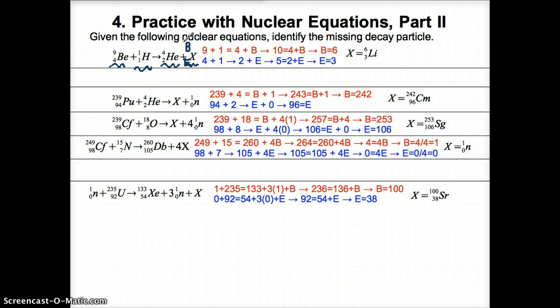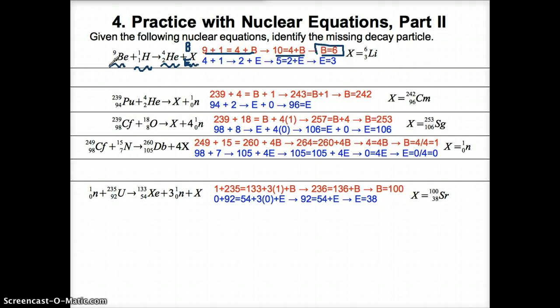Now, all you have to do is set X's mass equal to B, X's charge equal to E, so you have to set the sum of the masses on the reactant side, 9 plus 1, from Be and H, equal to the sum of the masses on the product side, 4 from He plus B from X. And if you solve for B and simplify, you get B is equal to 6. So the mass of the unknown particle X is 6.